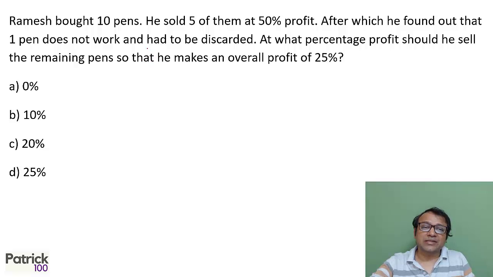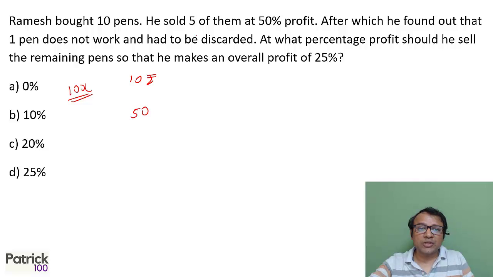Ramesh bought 10 pens. He sold 5 of them for 50% profit. So you can assume that each pen is 10 rupees just for ease of calculation. You can take 10x also, there is no harm. Whenever the answers are in percentage, even if you take any value, you will still get the answer. I'm taking 10.